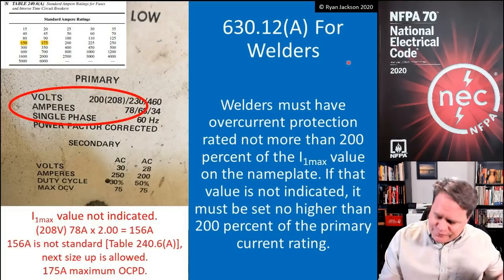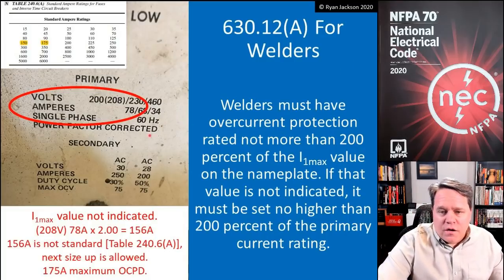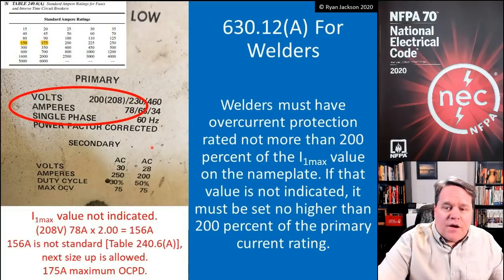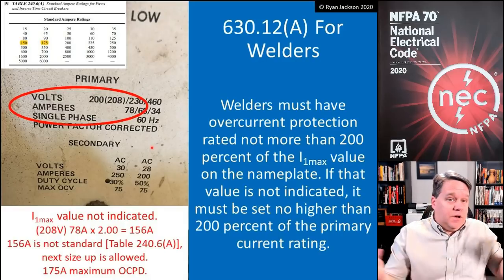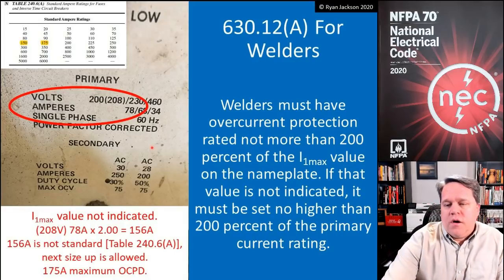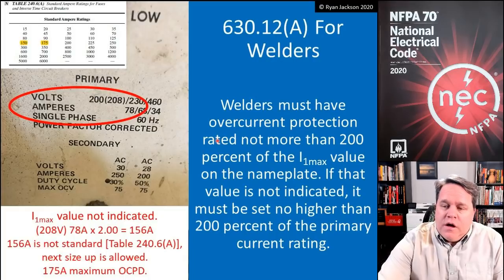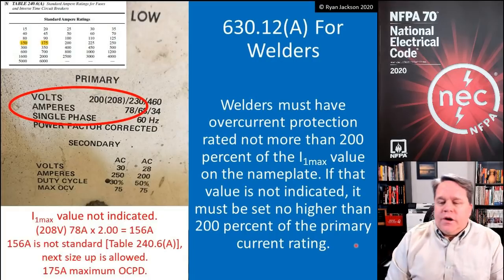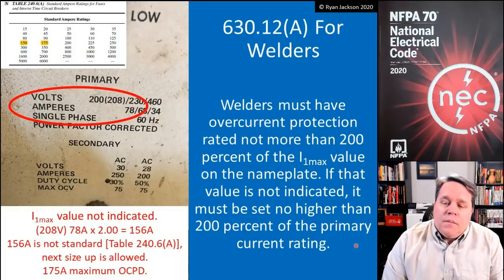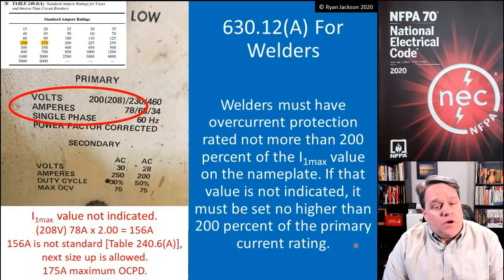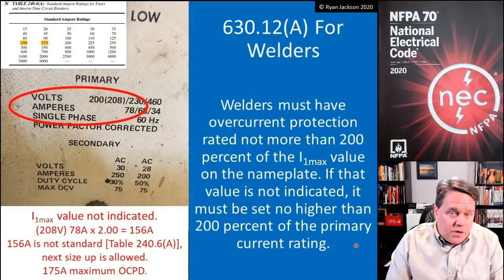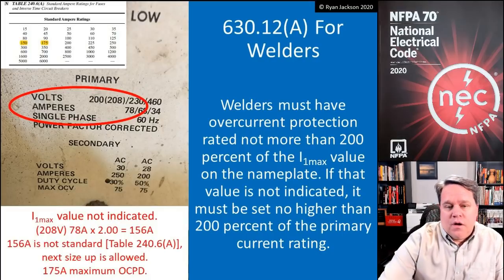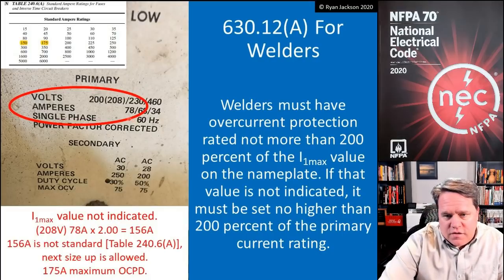All right, well, again, we're unlucky. Our nameplate does not have an I1 max value. If we did, it would be nice and simple. We'd take 200%. So we keep reading. If that value is not indicated on the nameplate, then the overcurrent protection must not be set higher than 200% of the primary current rating. All right, so again, we're going to be operating this welder at 208, and it is a 75 amp welder.